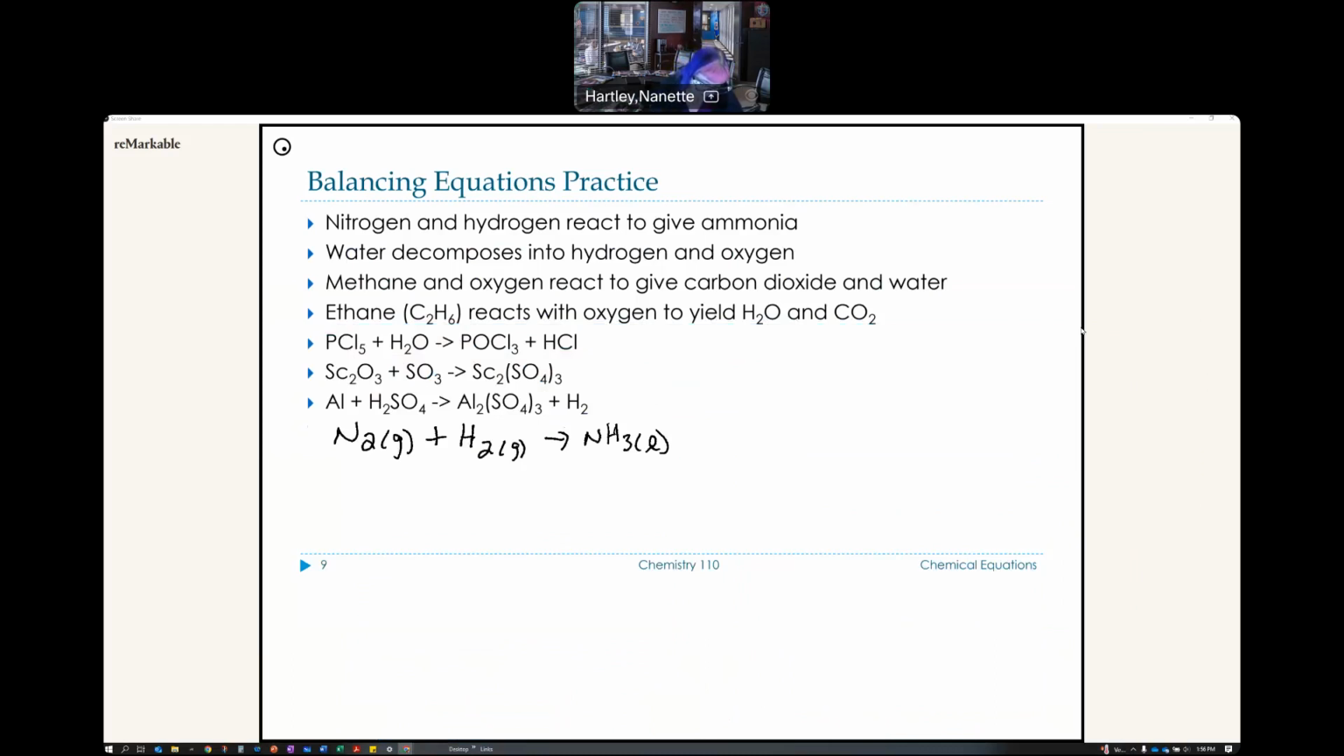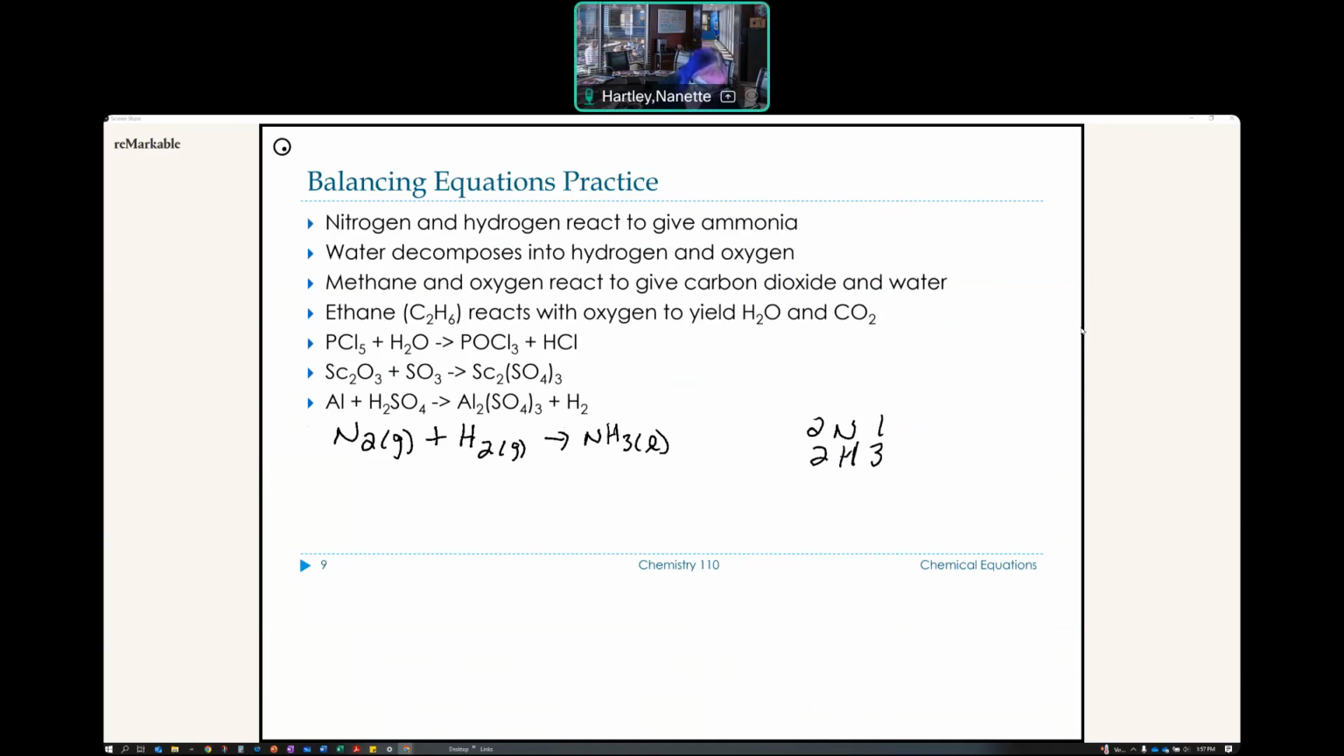Now, if I want to balance this, I know that I have nitrogen and hydrogen on both sides of my equation. I have 2 nitrogen and 2 hydrogen on my reactant side. I have 1 nitrogen and 3 hydrogen on my product side. So clearly I am not currently balanced. So how am I going to fix this? Well, I could start pretty much anywhere.